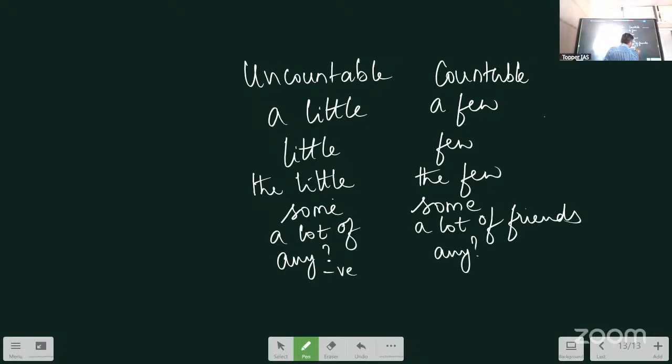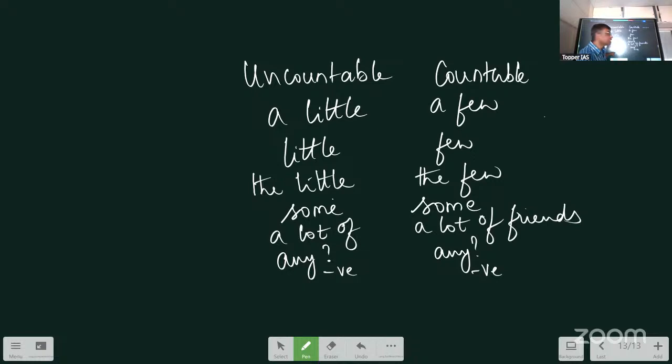Any is used for a question and negative sentence. How do you ask a question? Do you have any money? ನಿನ್ನ ಹತ್ರ ದುಡ್ಡಿದೆಯಾ? So how can you answer? I have a little money. I have some money. I have a lot of money. No, I don't have any money.